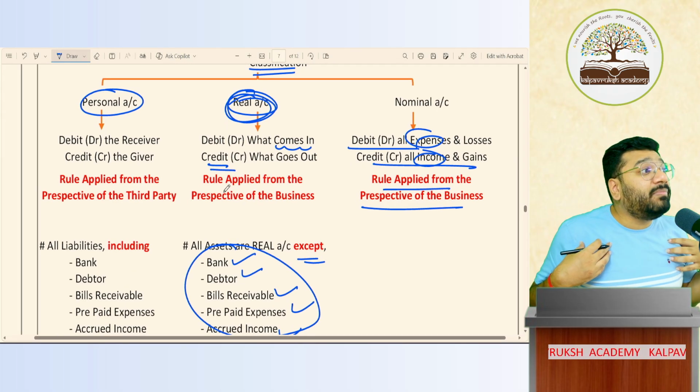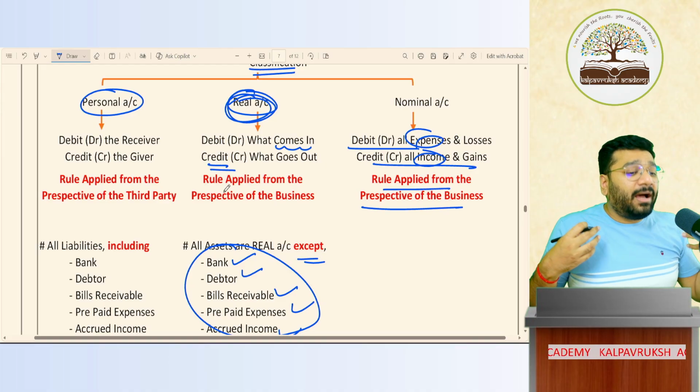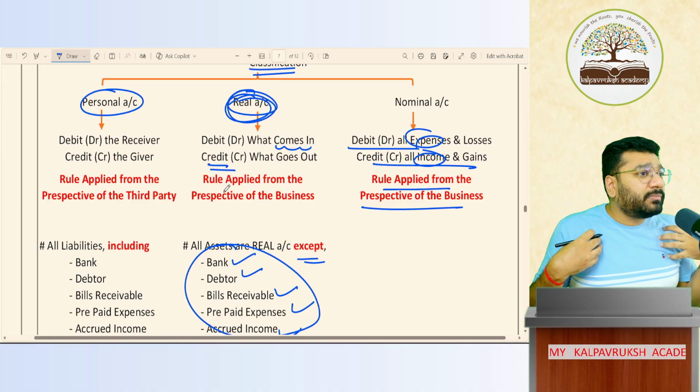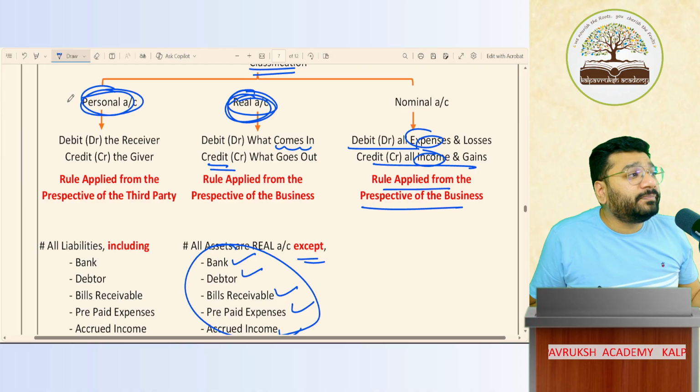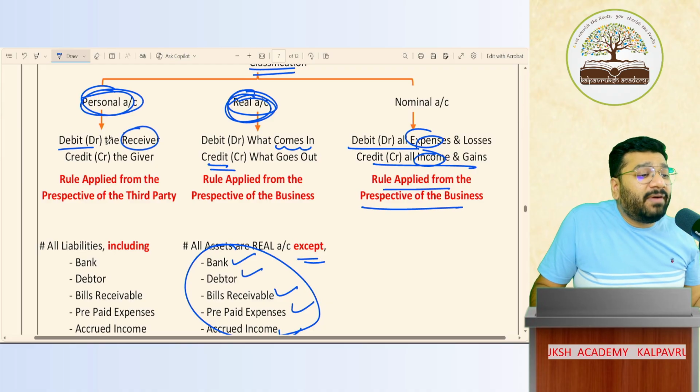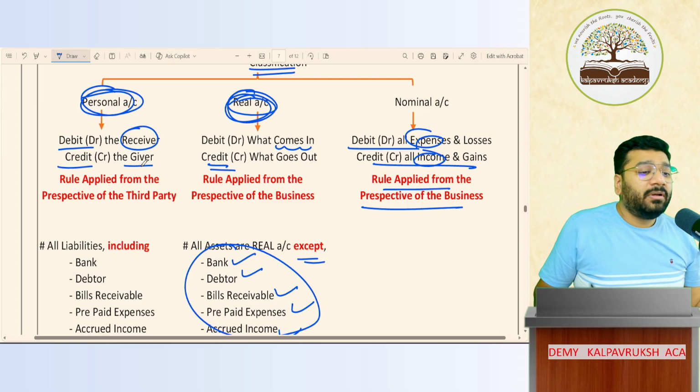I am liability. I am capital. I am bank, debtor, BR, prepaid expense, accrued income. Where should I go? To personal account. If you go to personal account, what is the rule? Debit the receiver, credit the giver. Got it, not got it?